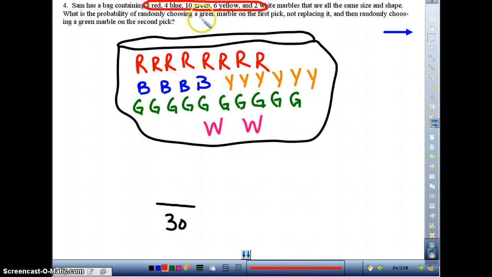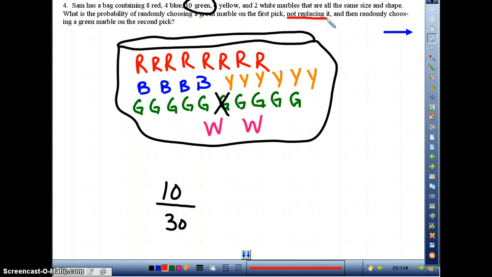On the first pick, you're choosing a green marble. How many of the 30 are green? Right here? Yep, that's 10. 10 out of 30 are green. The reason you would not replace the marble is because you did grab a green marble. Now how many total marbles are in the bag?